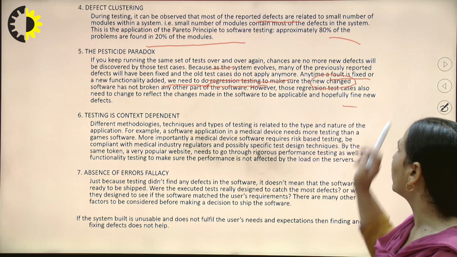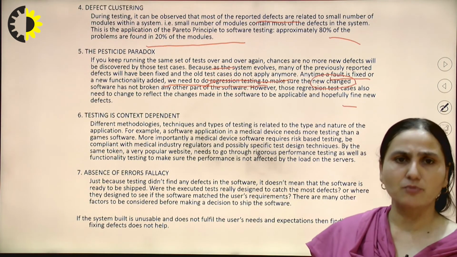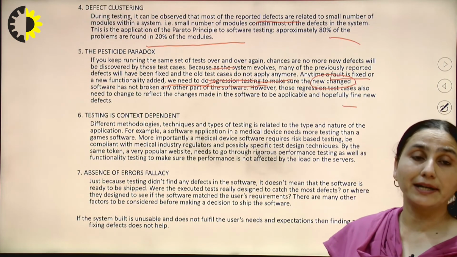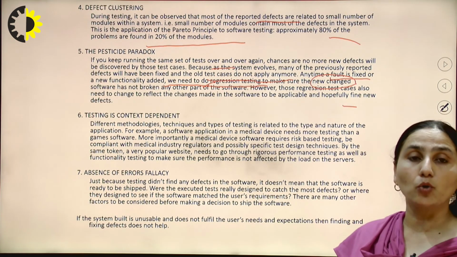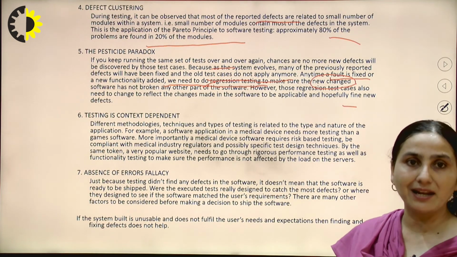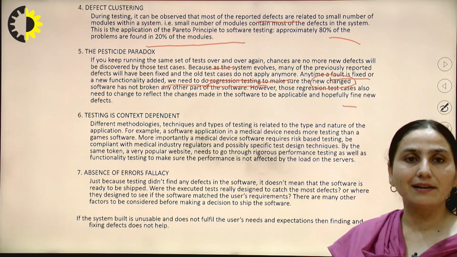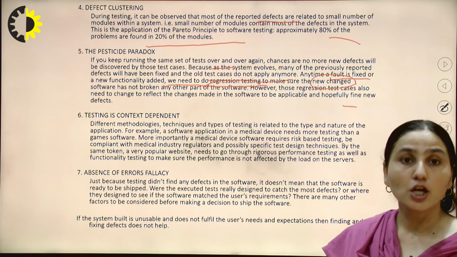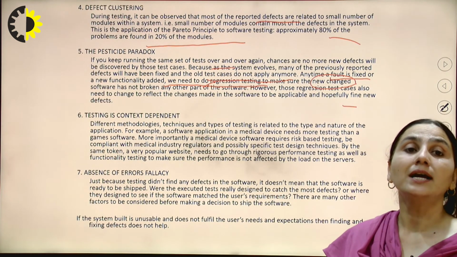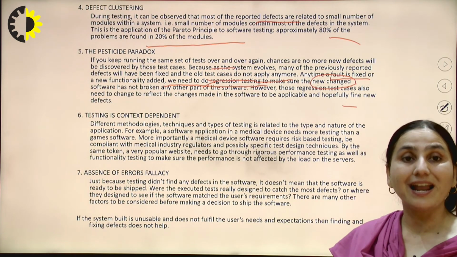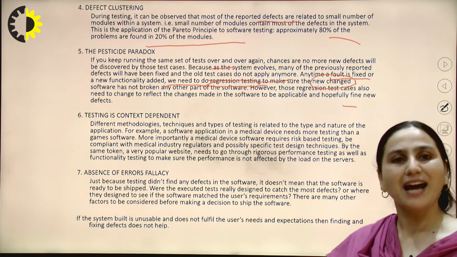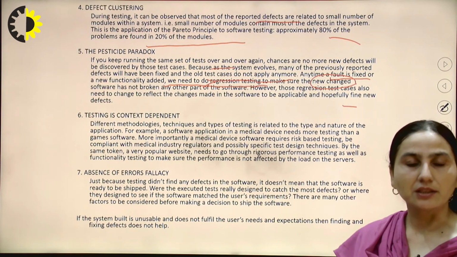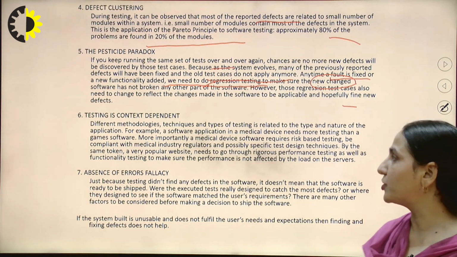to reflect the changes made in the software, to be applicable and hopefully find new types of defects. It is generally thought that if we incorporate any change, there may be modules which were working well earlier but may not be working well right now because of the changes. So it's very important to make sure that the modules which were earlier working well are still working well. We have to perform this type of testing after incorporating any change. This is the concept of regression testing.